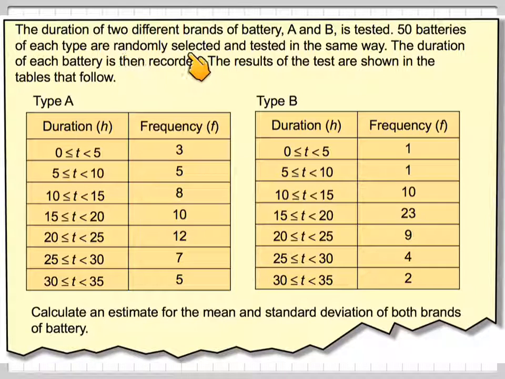The duration of two different brands of battery, A and B, is tested. 50 batteries of each type are randomly selected and tested in the same way. The duration of each battery is then recorded. The results of the test are shown in the tables below. Calculate an estimate for the mean and the standard deviation of both brands of batteries.